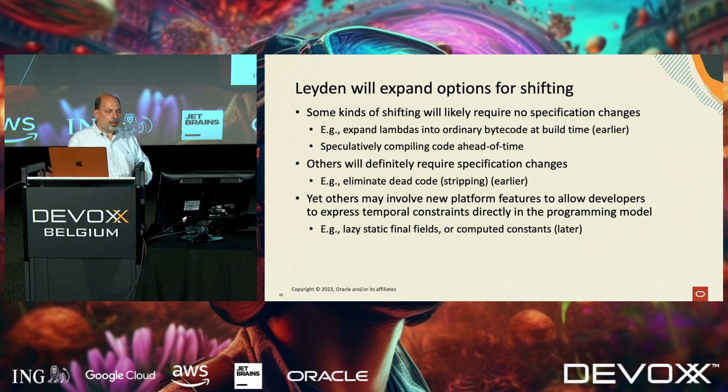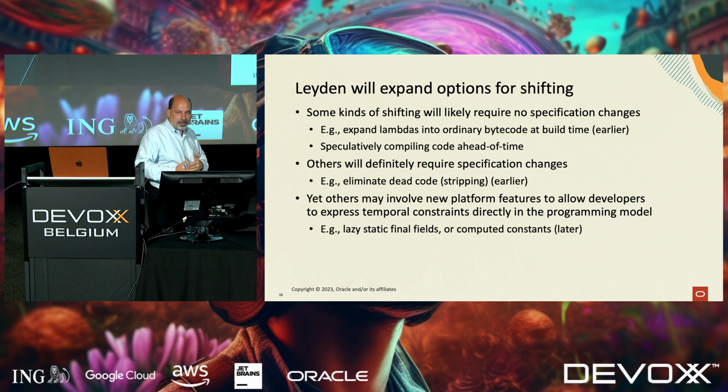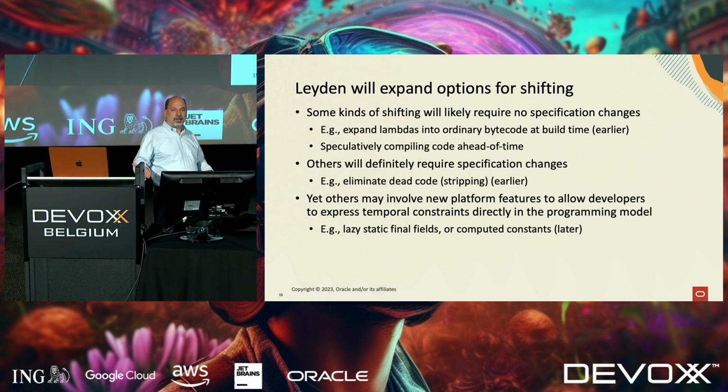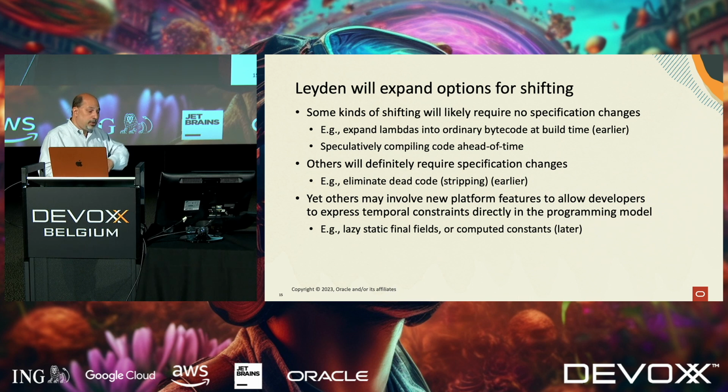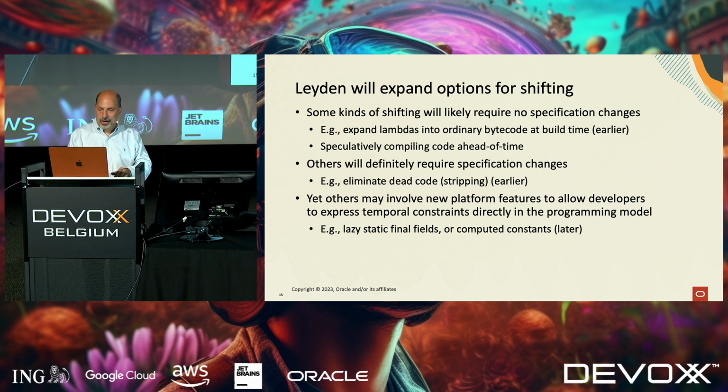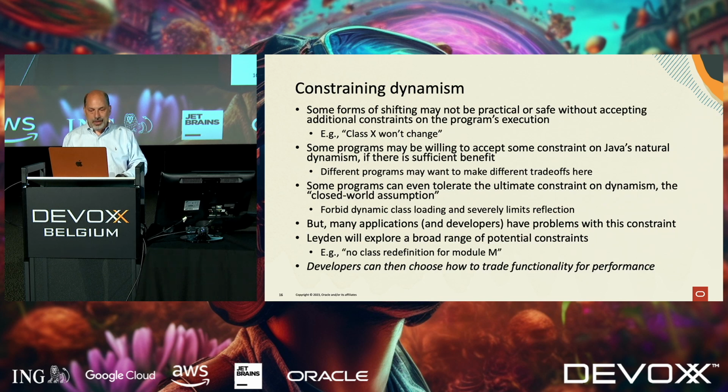We may also investigate adding things to the programming model that allow you to talk about constraints on the timing of computations. So, for example, maybe marking some static fields as lazy, which would mean you don't have to do this immediately, you can do it later if you want, or maybe you can do it earlier if you want. There's also an exploration going on called computed constants, which I'll talk about, which is a library-based programming model for shifting. So there's a lot of different options that we might want to pursue here.